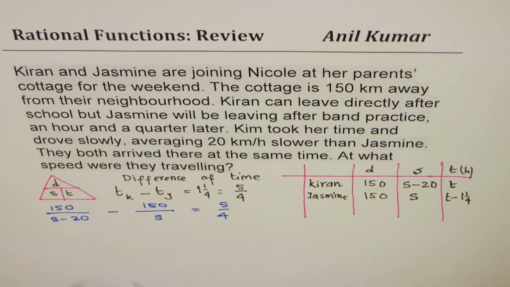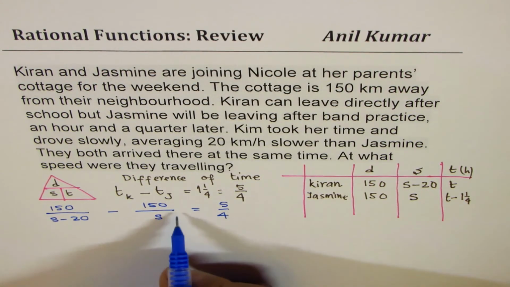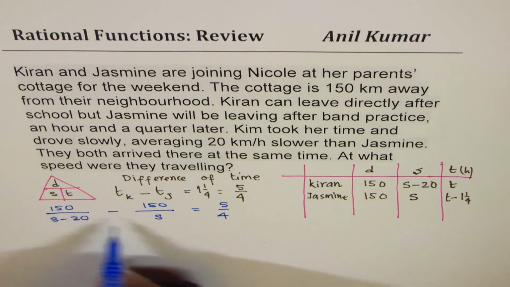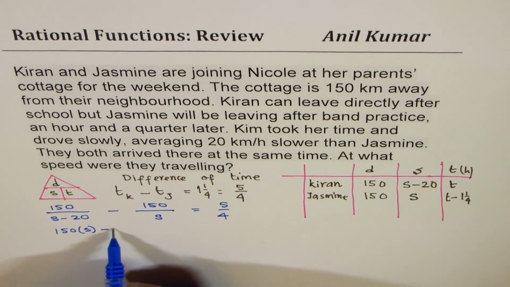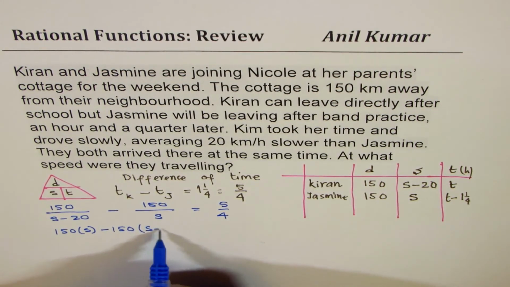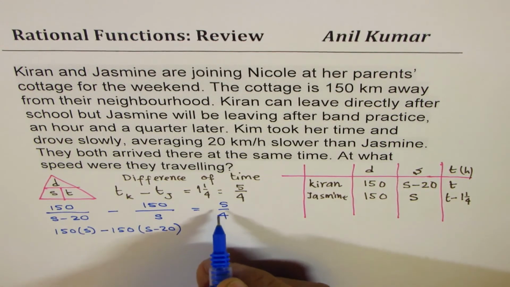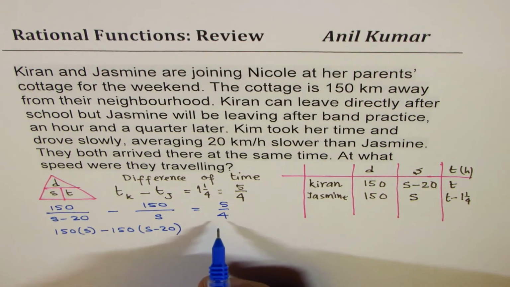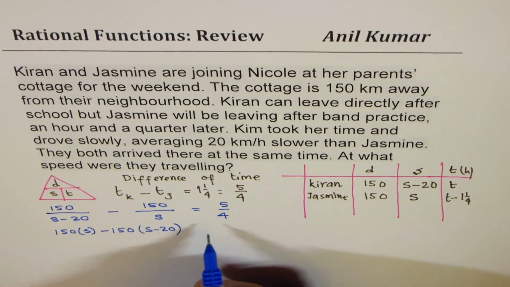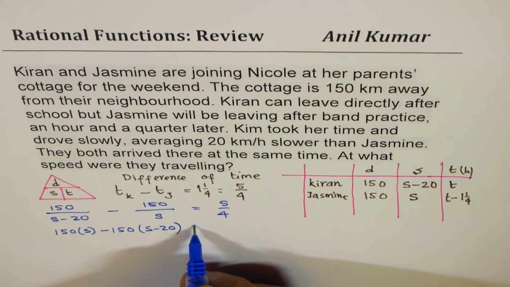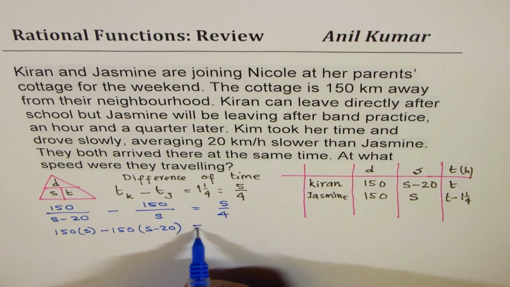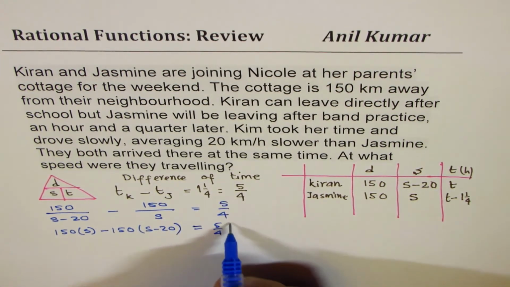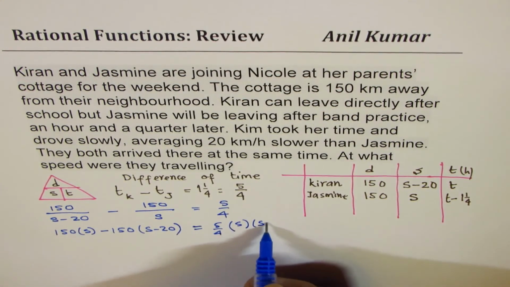Now we're looking for a quadratic equation here, so I'll prefer to bring all the terms together. What we have here is we'll multiply by these factors. So 150 gets multiplied by S, minus 150 gets multiplied by S minus 20, correct? Actually, I should have multiplied by 4 also. I thought I'd do it faster, but it's slower than I thought. So we'll multiply 5 over 4 by S times S minus 20.